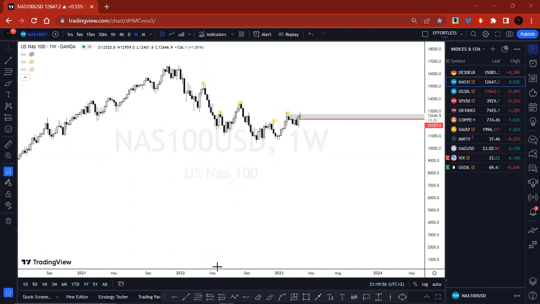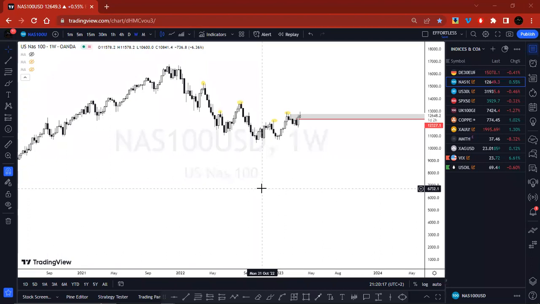Can you see my screen? No, I'm seeing my own screen right now. Okay, let me share my screen. Screen sharing is loading. Okay. Can you see it now?